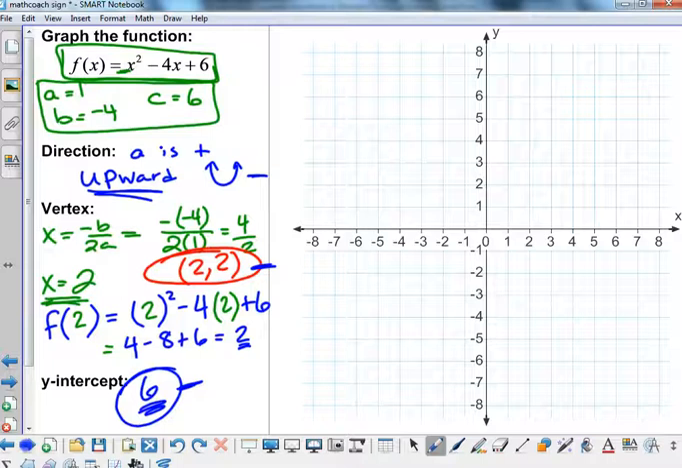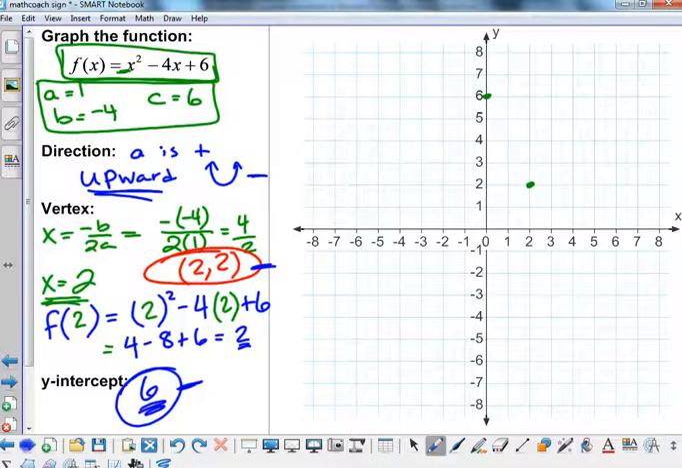First off, we'll plot our vertex, which is at 2, 2. That's over 2 and up 2. That would be right there. And we know it's going upward, and we know we have a y-intercept of 6. That means that our parabola is going to cross the y-axis at the point 6.